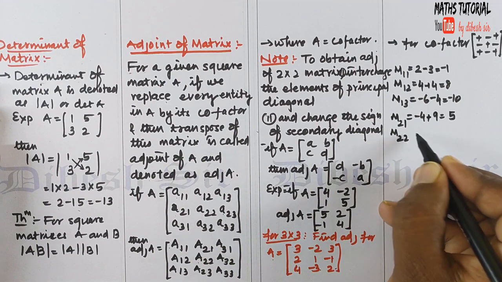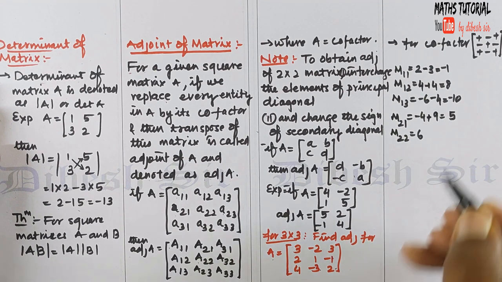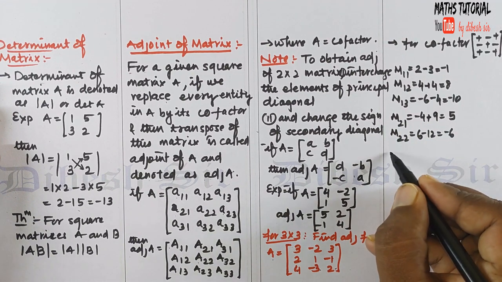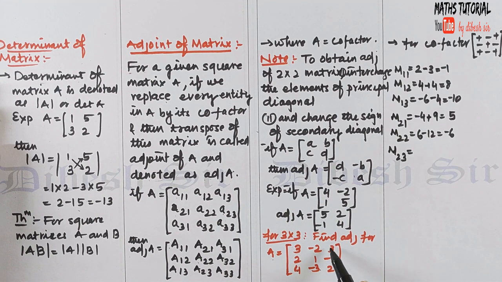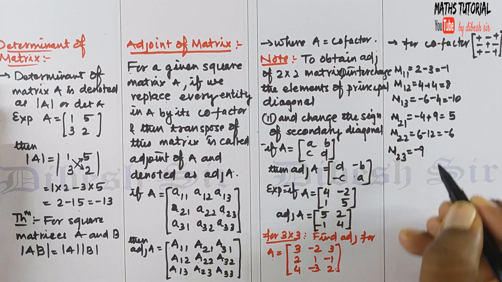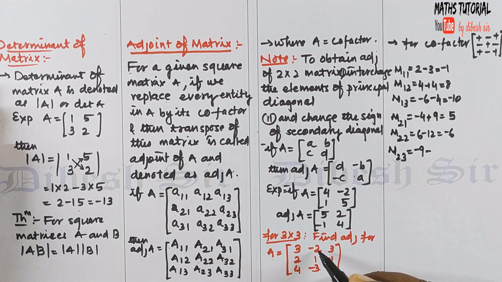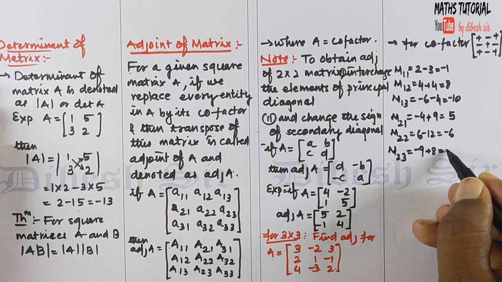M22. Second row, second column, that is 3 into 2 is 6, minus 4 into 3 is 12, that is minus 6. Next M23. Second row, third column, that is 3 into minus 3, minus 9, minus 4 into minus 2, that is minus 8, that is plus 8. Minus 9 plus 8, that is minus 1.